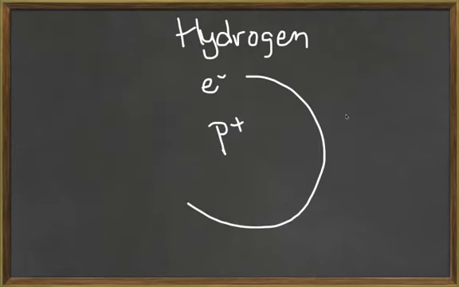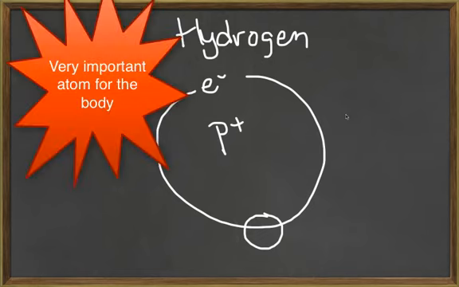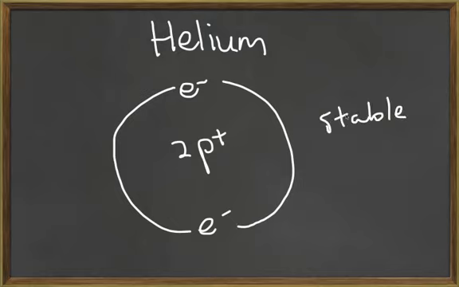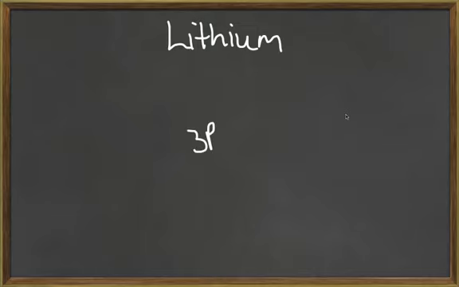For example, a hydrogen atom has only 1 electron in the first energy level. Because the first energy level is not filled, hydrogen can react readily with other atoms. Hydrogen is one of the most important atoms in the body because it can interact with other molecules to form larger structures. A helium atom has 2 electrons in its first energy level, and since this energy level is filled, the atom is stable and will not react with other atoms under normal conditions.